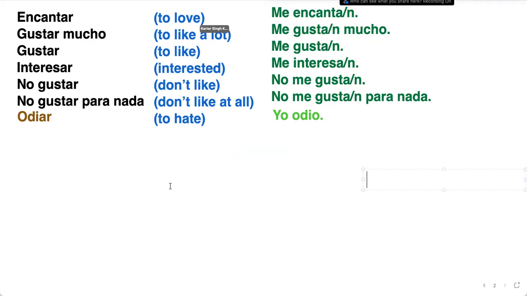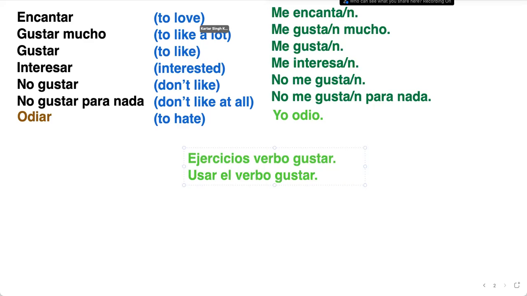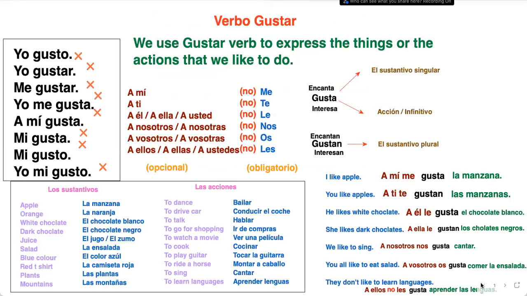You just need to practice. You can type on internet ejercicios verbo gustar to do practice gustar exercises. You can also search on YouTube usar el verbo gustar. You just Google it, okay, and you will find a lot of other ways in which other Spanish teachers have explained using gustar. Every teacher has their own way, and I find this way direct and useful with colorful slides.